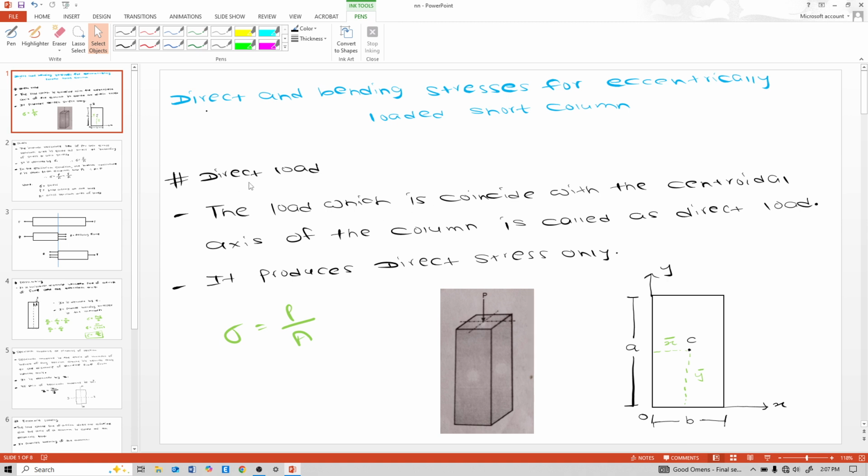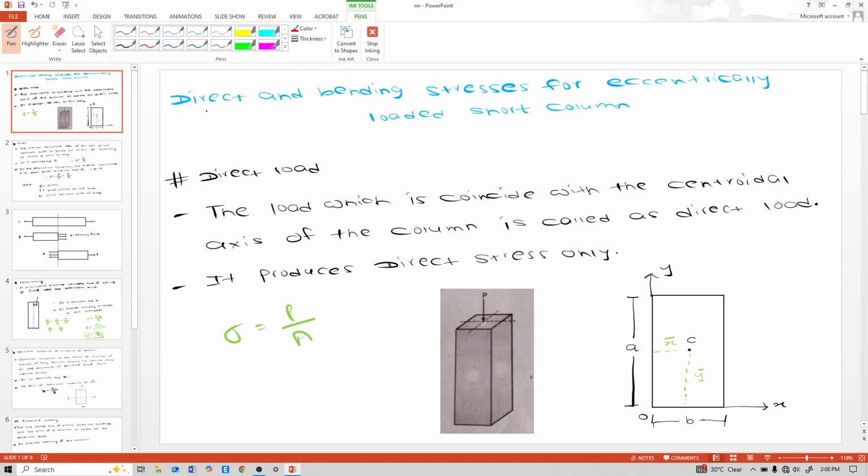First, see direct load. The load which coincides with the centroidal axis of the column. This P is the load, and it coincides with the centroidal axis of this column, which is called a direct load. And it produces direct stress only. So first, let us break down this definition.